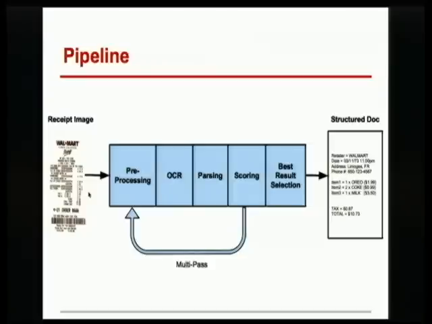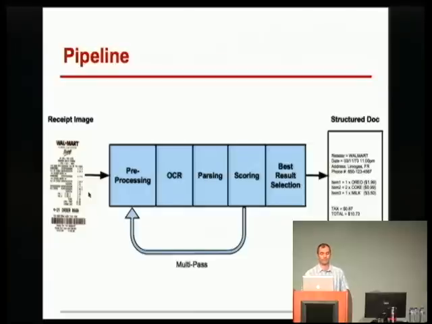And then what we do is we score our output, because what we found out is it's really difficult to come up with a set of parameters that are going to work well on all your receipts. So we basically run a multipass algorithm. We run through this pipeline multiple times with different configurations, and at the end, we score and keep the best result. And so the output is a structured document, where we extract the retailer, the date, address, and then what items we bought, sales tax, total, and so on and so forth.